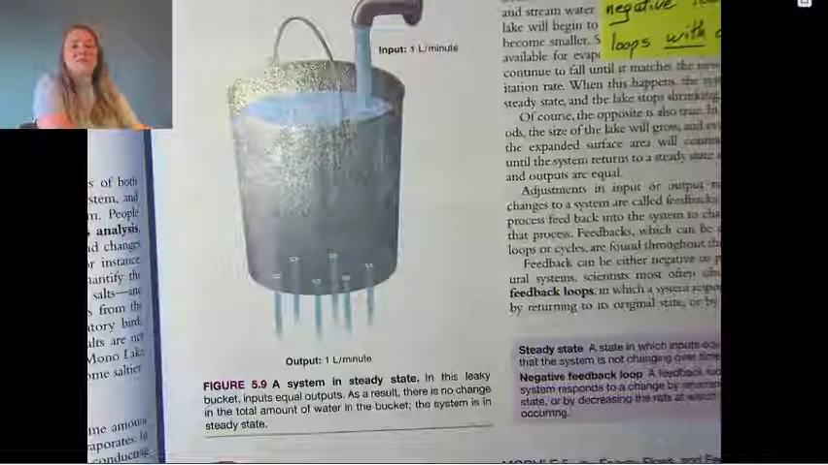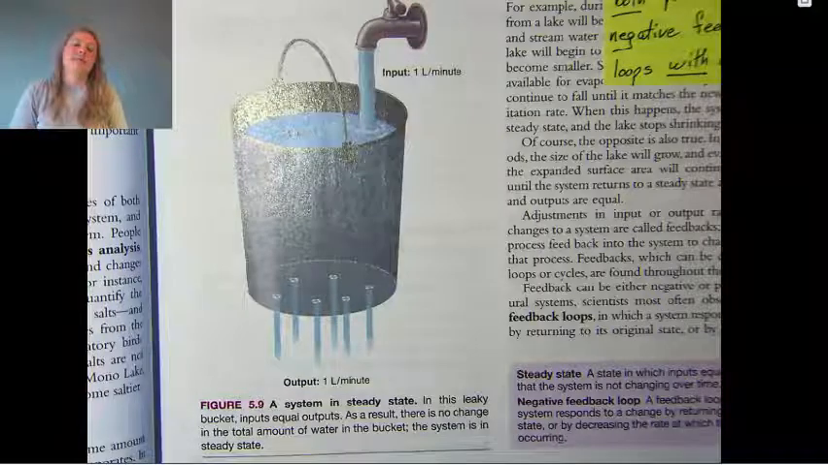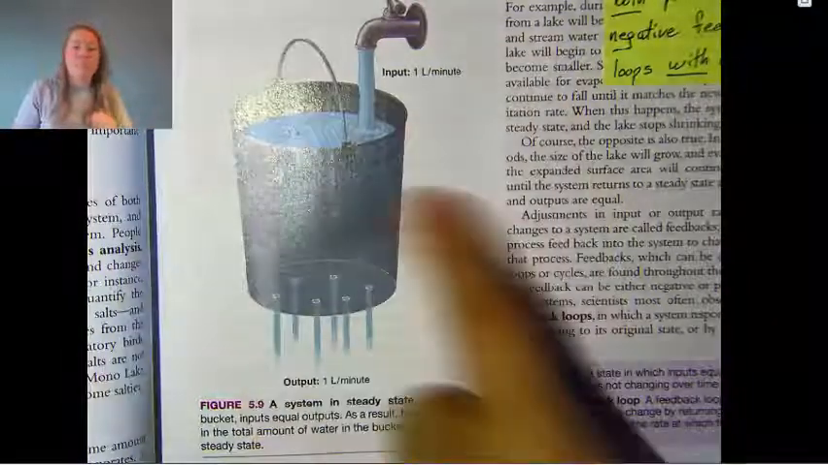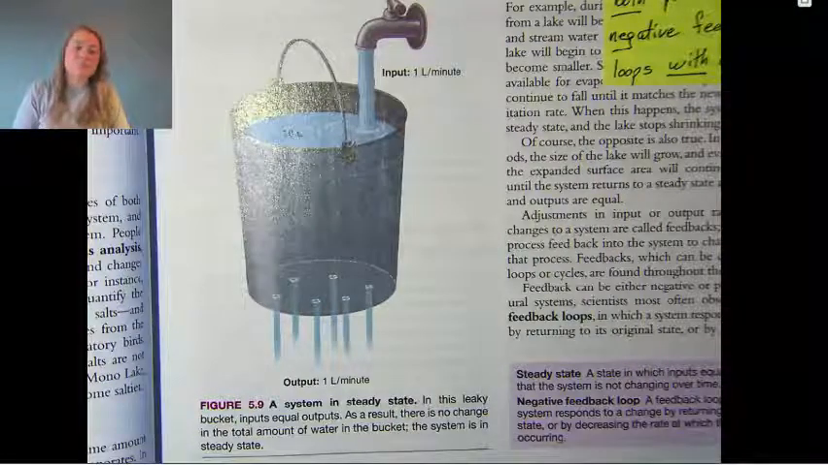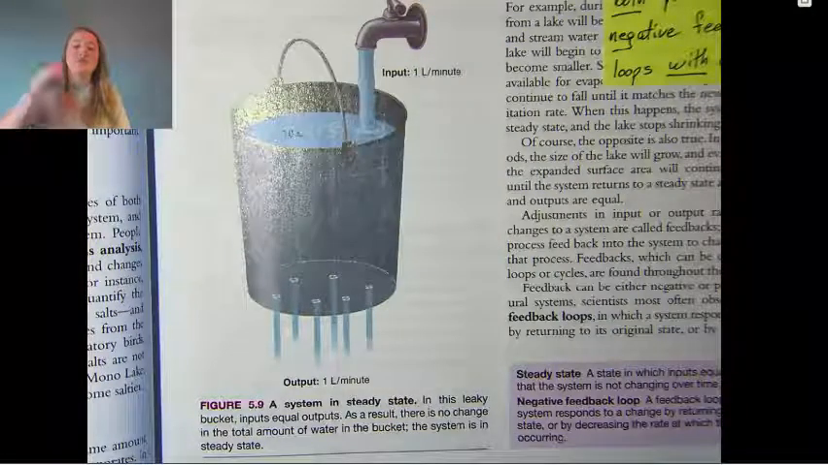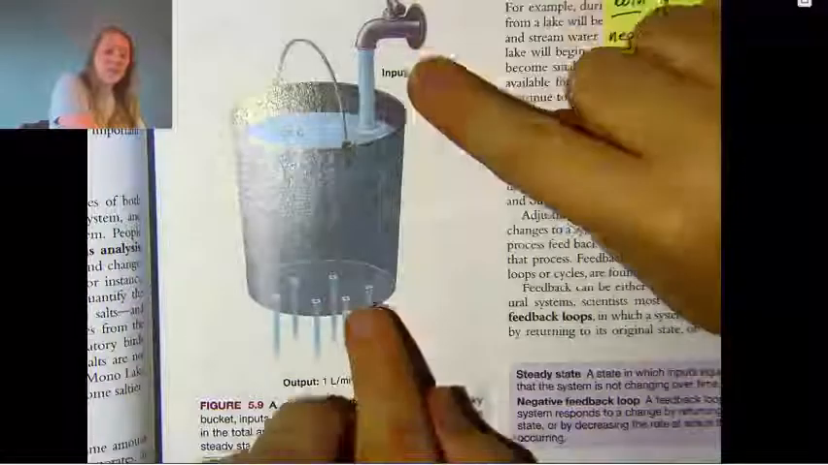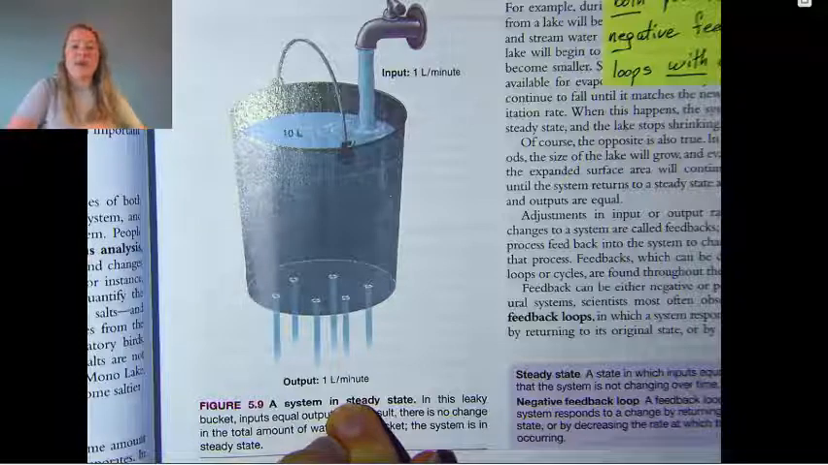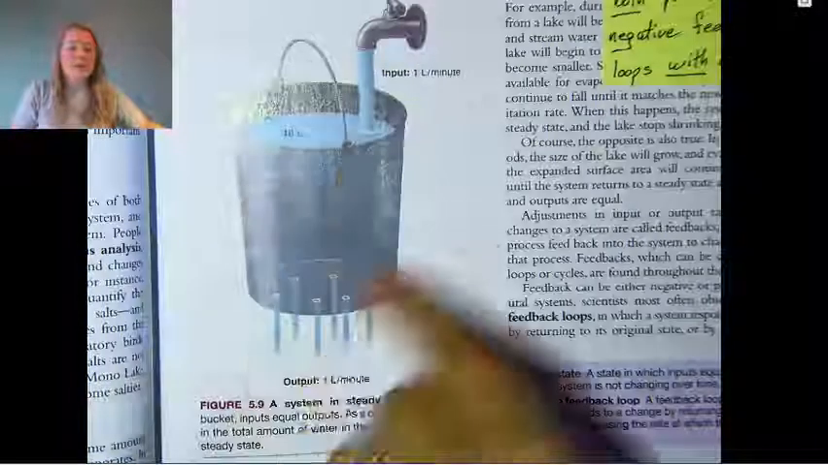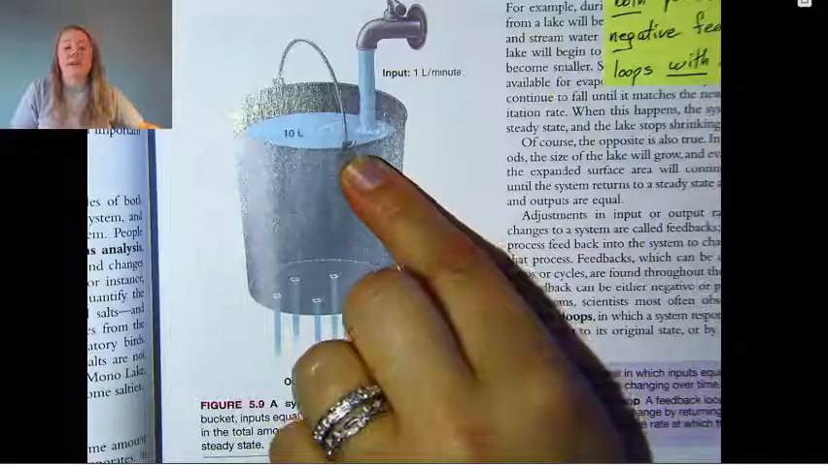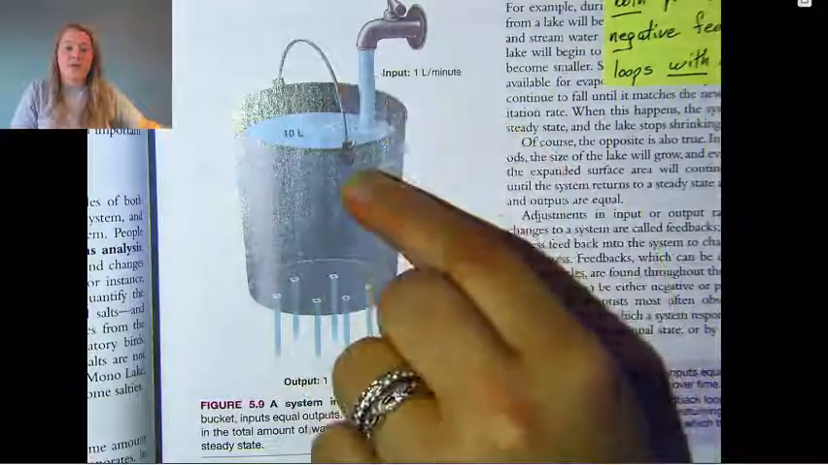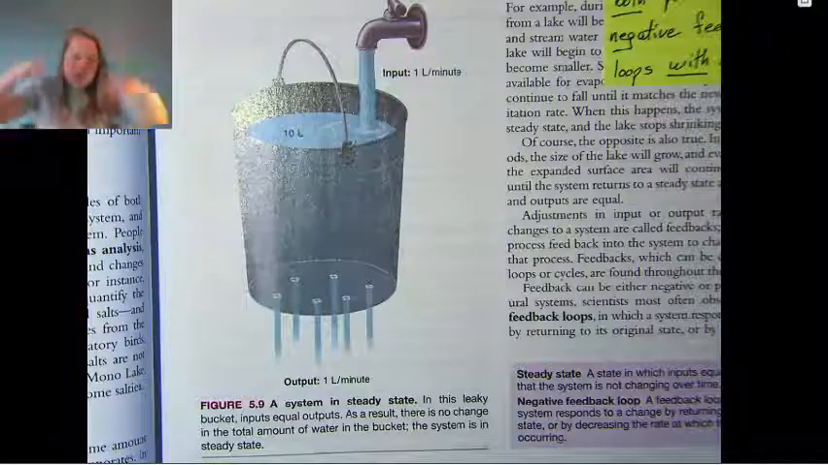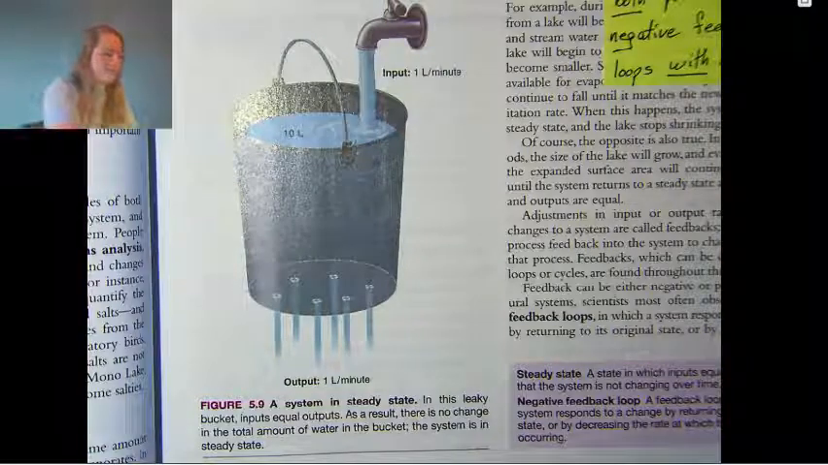We can also have systems in steady state, which means there's not a whole lot of change happening. So I like this bucket example that's in the book. If your input equals your output, so we're putting 1 liter per minute in and we're having 1 liter per minute coming out, the level in the bucket is going to stay the same. It's not going to go up or down because the amount coming in equals the amount going out. Same idea applies to environmental systems.